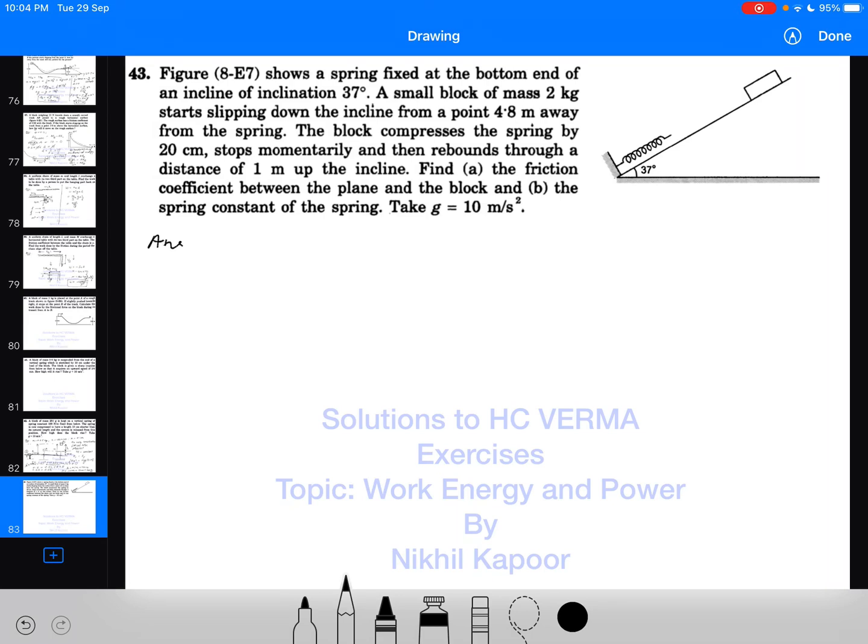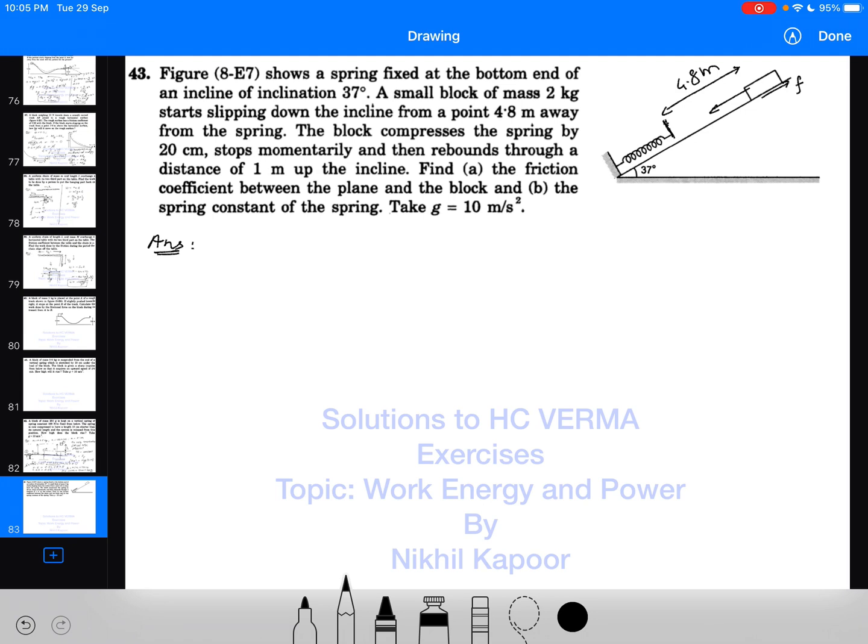43rd question, and what is said here: the figure shows a spring fixed at the bottom end of an inclined plane of inclination 37 degrees. A small block of mass 2 kg starts slipping down the incline from 4.8 meters away. So here from this spring, the block is 4.8 meters away and it starts slipping down due to the gravitational force mg sin theta, while the frictional force will act in the opposite direction.